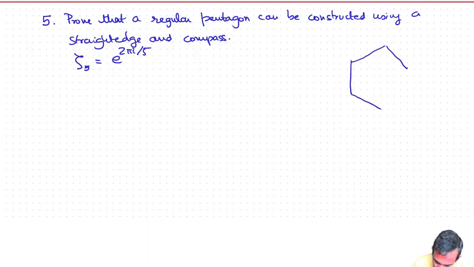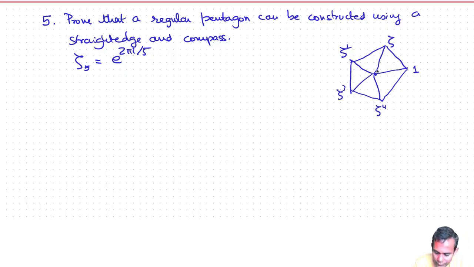If I draw a regular pentagon, it's not a great drawing, let's try to improve it a bit. Okay, this is the best I can do. So this is 1, this is zeta, this is zeta squared, this is zeta cubed, and this is zeta to the power 4, and these will all have the same angle relative to each other at the center. So this will be a regular pentagon. So we just need to show that the point zeta is constructible, and then its powers will automatically be constructible by our criterion for constructibility. So we need to show that zeta 5 is constructible.